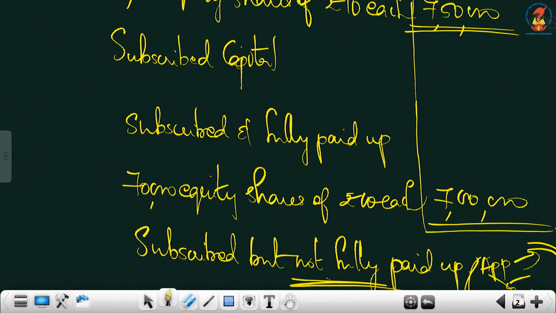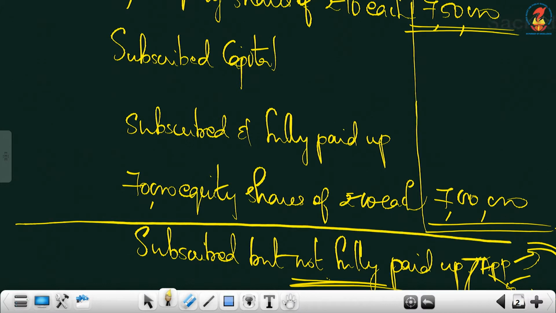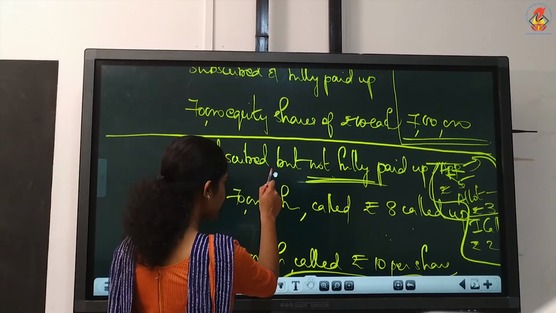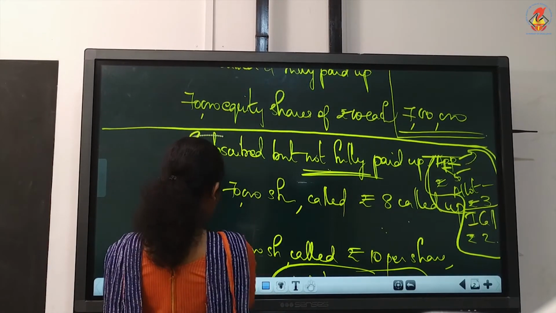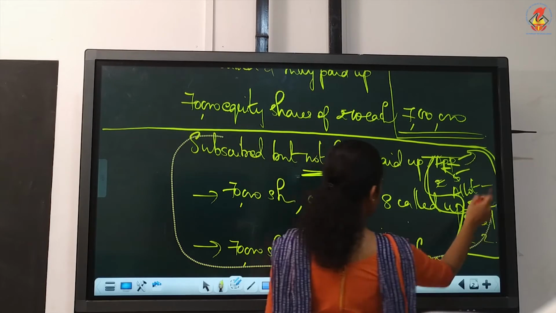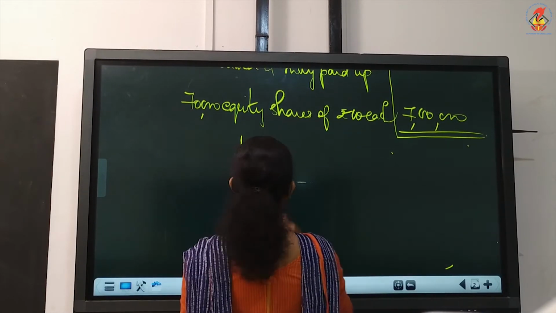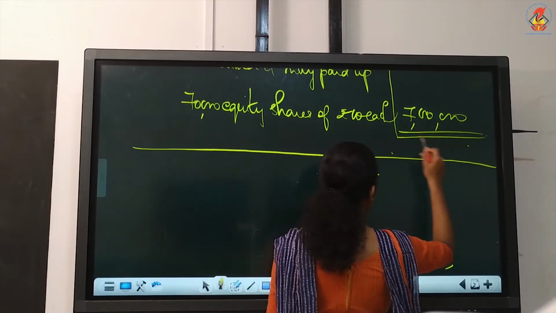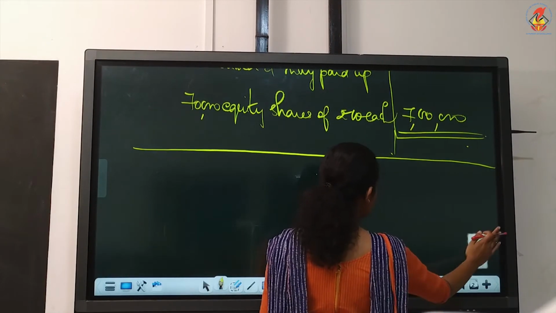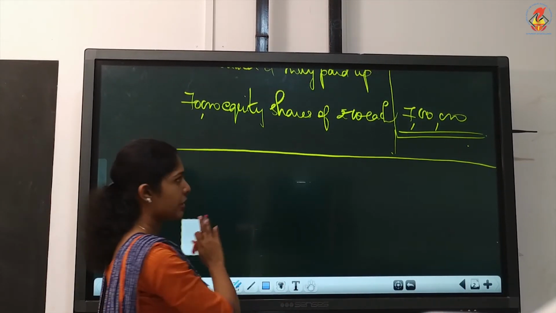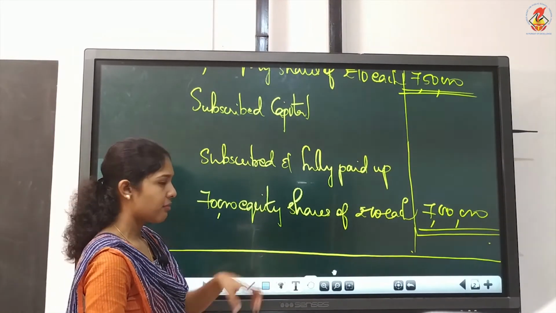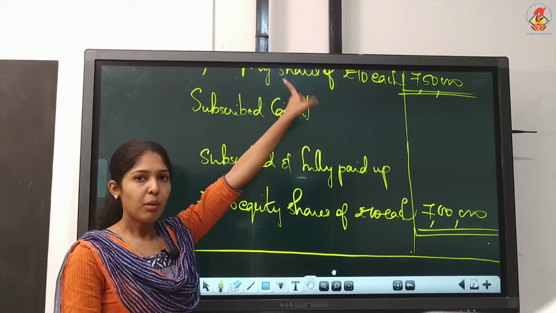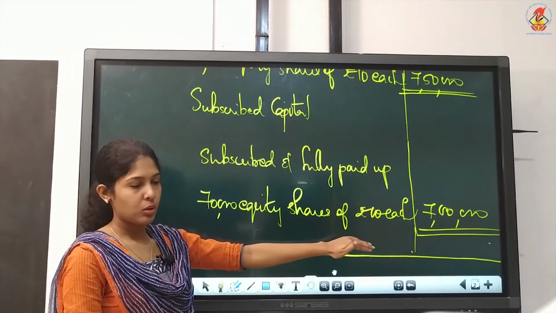Double line this. Now your note to accounts is over, because the not fully paid up category is not there in this question. This thing I just explained as an example. So in this question you don't need this. So this note to accounts will get over with this subscribed and fully paid up. And now one more step is there. We haven't written the amount in the balance sheet. This is note to accounts only.